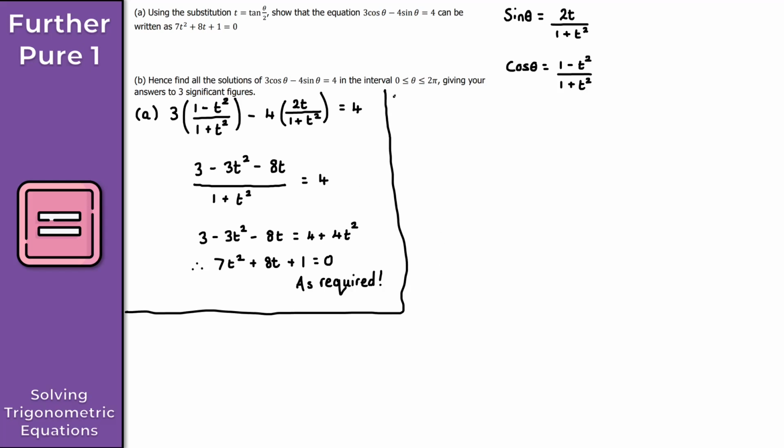So for part B, it says, hence find all the solutions of this equation here. Just notice it's the exact same as what we have in part A. In this given interval from 0 to 2 pi for theta, giving your answers to 3 significant figures. So again, the first thing that we do is we solve for t. So we've got this quadratic equation here. As always, the first thing that we should do is just check whether this factorizes. And again, the good news is that this quadratic equation does factorize.